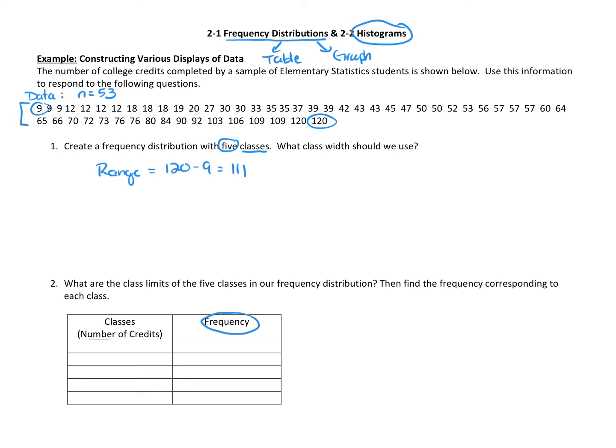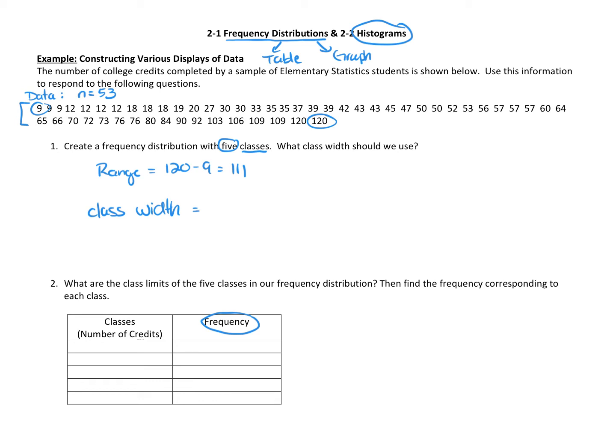Once I have the number of classes determined, I'm going to next calculate what's called a class width. When I create these classes or categories, how wide is each category going to be? When I break up my data, I want to see how many students completed between 9 and, I've got to figure out 9 and what, okay? The class width is going to help me determine the limits for my classes.